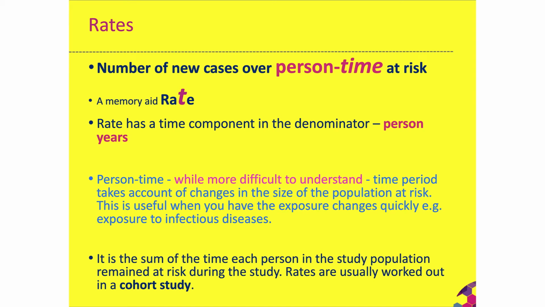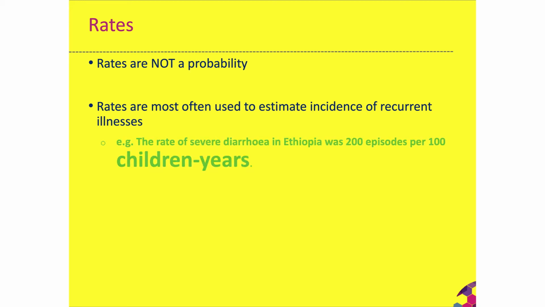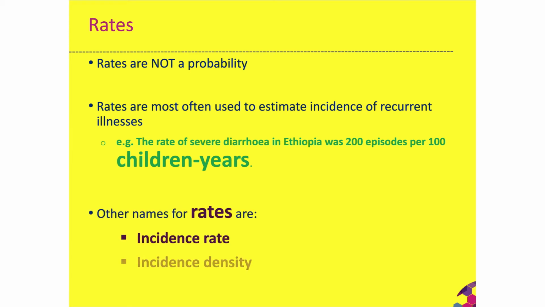It's a sum of the time each person in the study population remained at risk during the study. Hence, rates are usually worked out in cohort studies. Remember, rates are not a probability, it's not a risk, it's different, it's a rate. Rates are most often used to estimate incidence of recurrent illnesses. The rate of severe diarrhea in Ethiopia was 200 episodes per 100 children years. Other names for rates are incidence rate, incidence density, force of morbidity.